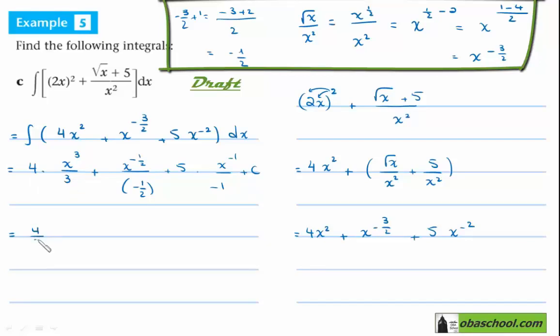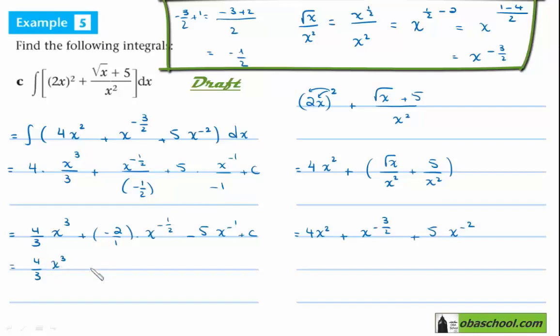Let's do some simplification. Then it's 4 over 3 x to the power 3, plus, in the second term, the denominator is minus 1 over 2, and we take its reciprocal, so it becomes minus 2 over 1 multiplied by x to the power minus half, plus 5 divided by minus 1, which is minus 5x to the power minus 1, plus the constant.